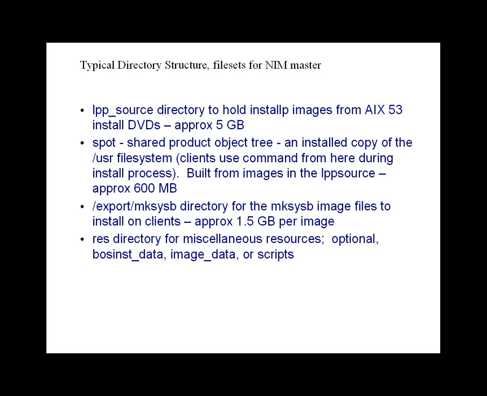A SPOT is a /usr file system that we create from the LPP source. And I mentioned earlier that clients use commands from the SPOT during the install process. When the network boot image first comes down and the client begins to install, he has to run commands, and the commands aren't all included in the boot image. He's got to run mkvg to create a root volume group, mklv to create logical volumes, mkfs to create file systems. He finds those commands in an NFS-mounted SPOT. That's why we have a /usr file system as well as the LPP source.